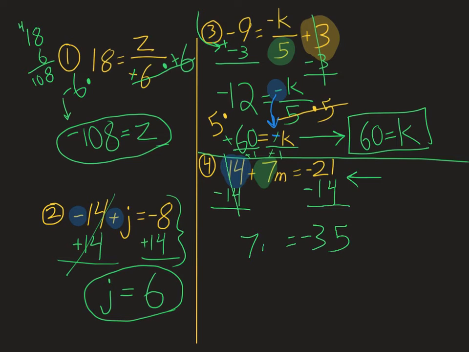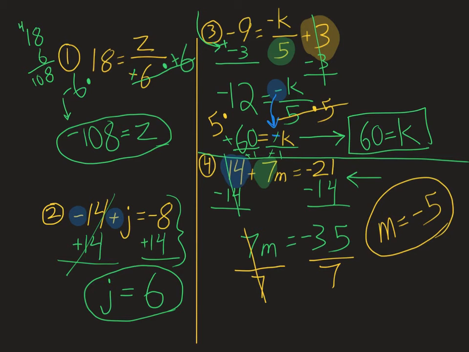Bring down what's left, 7m. Because that's a multiplying 7m, it's stuck together. Therefore, it's multiplying. We're going to divide it off on both sides. -35 divided by 7, -5. Okay, there you go for that section. This is exactly what the quiz is going to look like tomorrow.